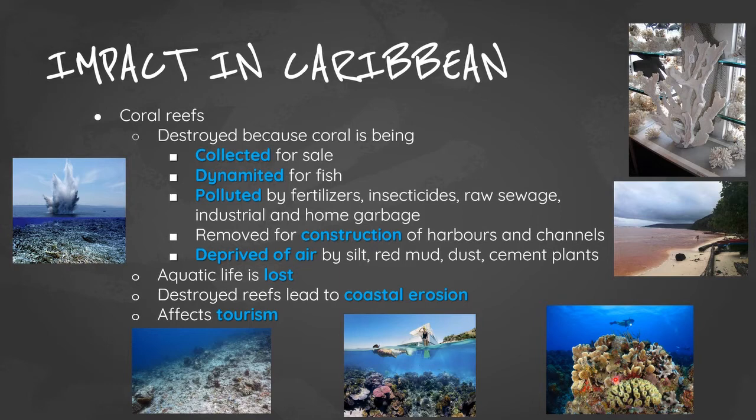Sadly, coral reefs are being destroyed because coral is being collected for sale and dynamited for fish. Dynamite fishing, as you see in this picture, shatters fragile coral colonies. Even the smallest piece of dynamite can blast a crater 2 to 3 feet in diameter. The blast kills coral tissues, and the surrounding rubble prevents adjacent coral colonies from recovery. If the shallow part of the reef is decimated by repeated blasts, it's impossible for the reef to recover.